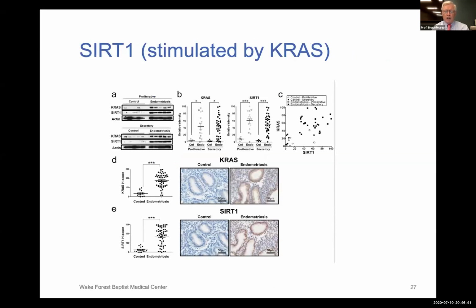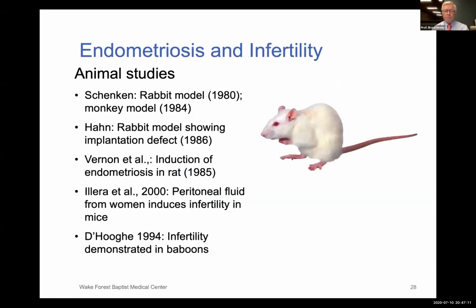Finally, the new marker SIRT1 appears to be very promising because it can be detected in both the proliferative phase and the secretory phase. And as you can see in the Western blot and the immunohistochemistry, the SIRT1 and KRAS are both highly elevated in women with endometriosis compared to normal women without endometriosis. And we're going to show you some animal data to support the use of KRAS.